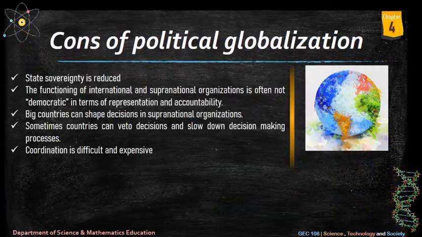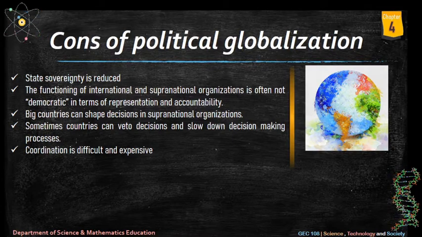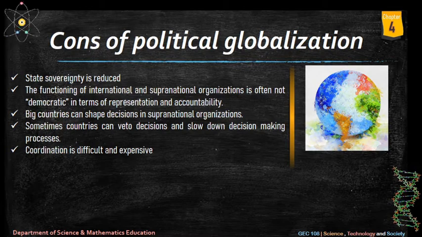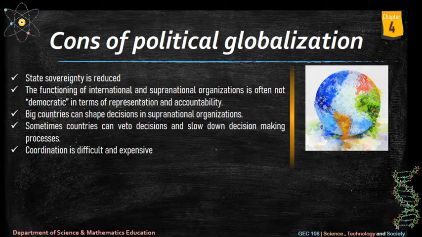Cons of political globalization. State sovereignty is reduced. The functioning of international and supranational organizations is often not democratic in terms of representation and accountability. Big countries can shape decisions in supranational organizations. Sometimes countries can veto decisions and slow down decision-making processes. Coordination is difficult and expensive.